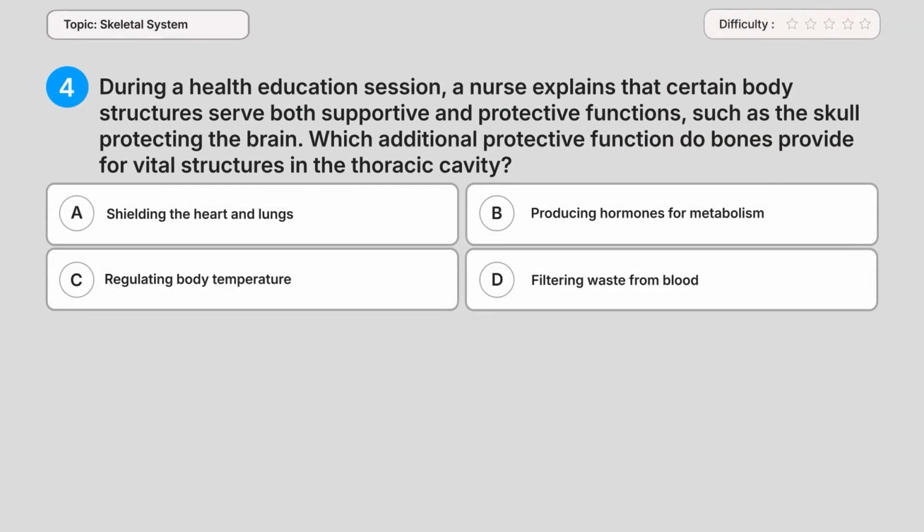4. During a health education session, a nurse explains that certain body structures serve both supportive and protective functions, such as the skull protecting the brain. Which additional protective function do bones provide for vital structures in the thoracic cavity? A. Shielding the heart and lungs. B. Producing hormones for metabolism. C. Regulating body temperature. D. Filtering waste from blood. Do you know the answer?